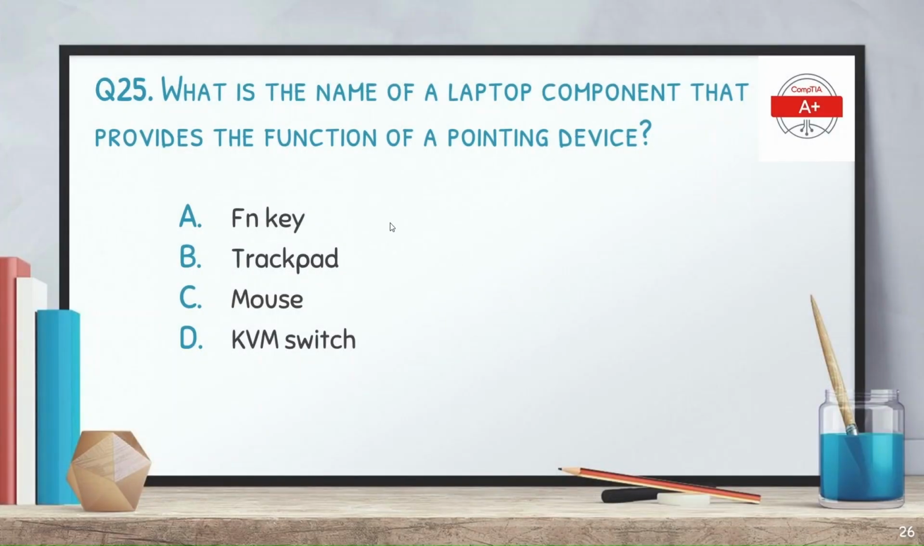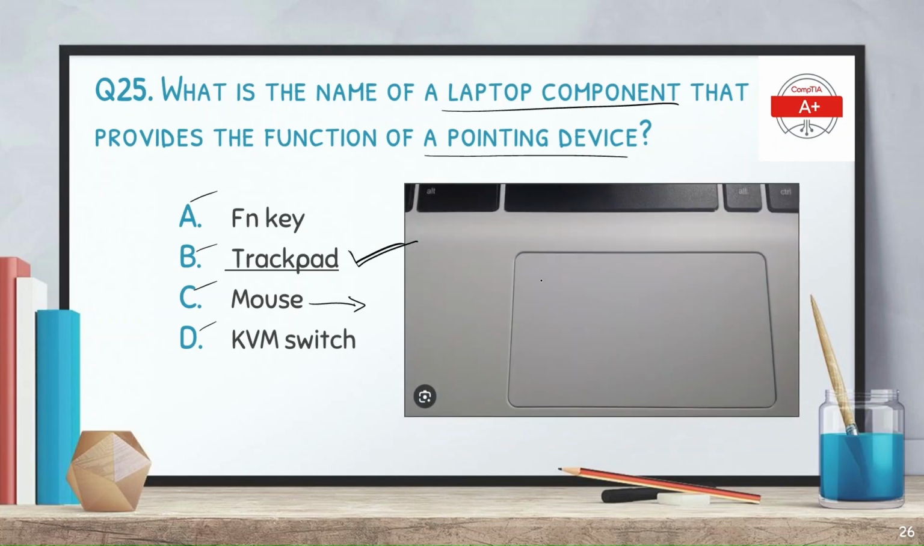Question number 25 is that what is the name of a laptop component that provides the function of a pointing device? The options are A, FN key or function key, B, trackpad, C, mouse, and D, KVM switch. And the correct option is the trackpad. So the trackpad of the laptop is basically like a mouse of a PC. It is the pointing device for the laptop. And you must all have seen this trackpad on your laptop.